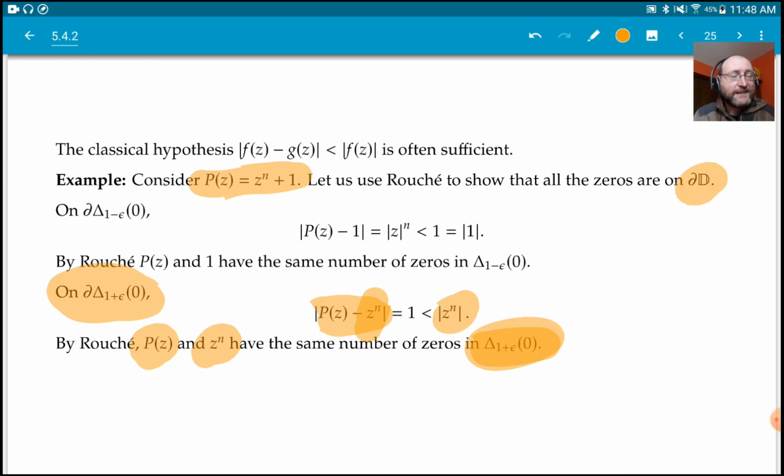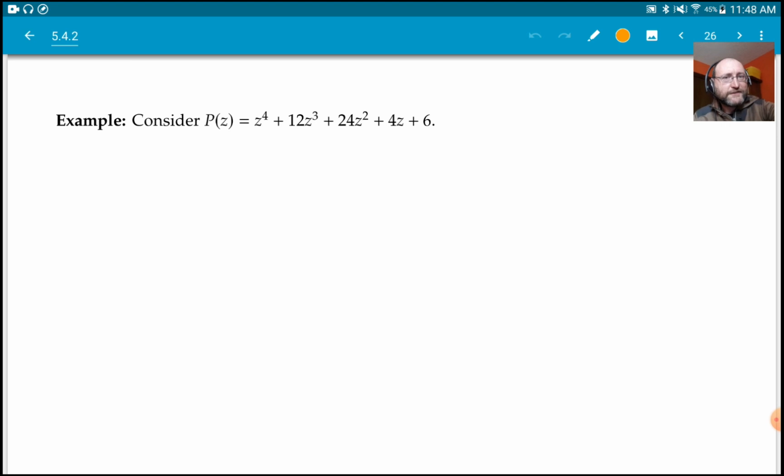Therefore, the only place that they can be is on the unit circle, right? So this is a typical application of Rouché's theorem. Now, let's look at a slightly more complicated one, just so you don't say we can only locate these zeros for really trivial examples. Let's do a slightly less trivial example.